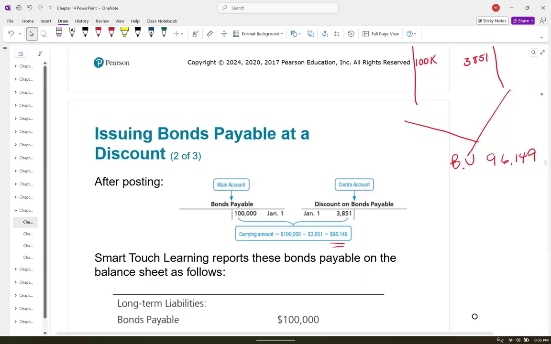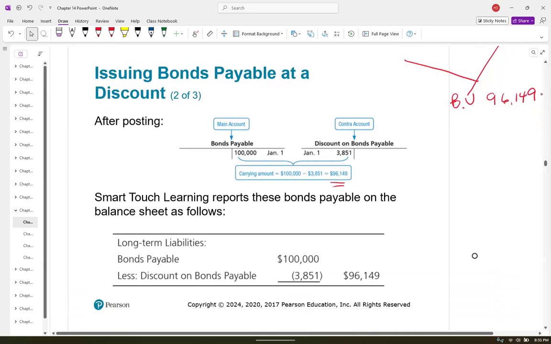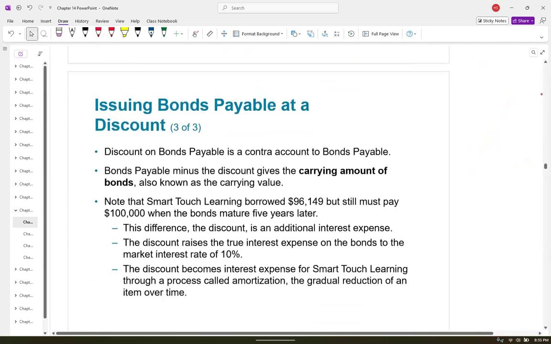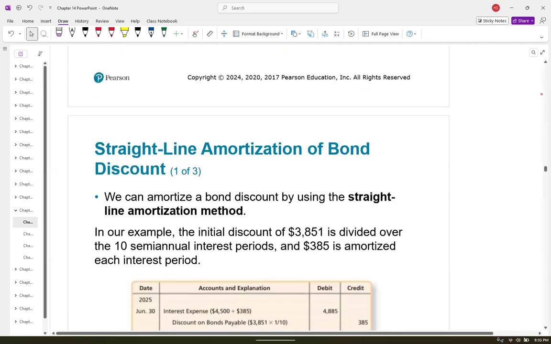How will it be presented on the financial statements? Just like this. Bonds payable, less discount on bonds payable. All right. So the discount, I've already said that, is a contra account, a contra liability. Note that they borrowed 96,149, but they're still going to pay back $100,000. I think I've already said everything that's on that slide.